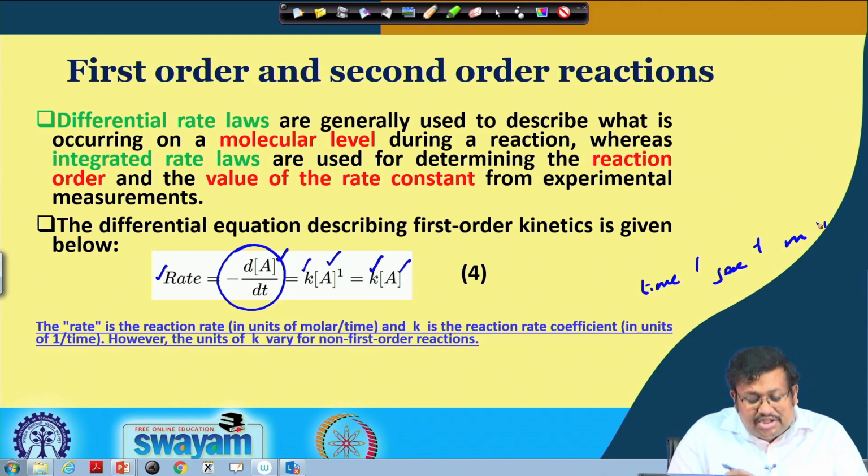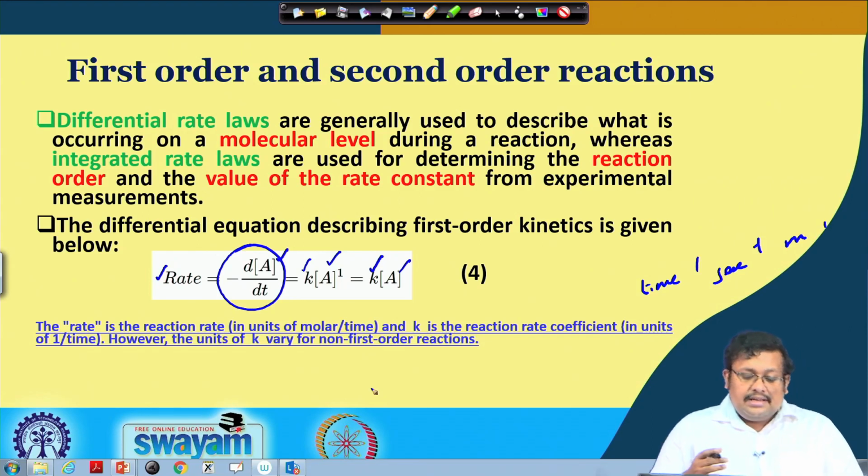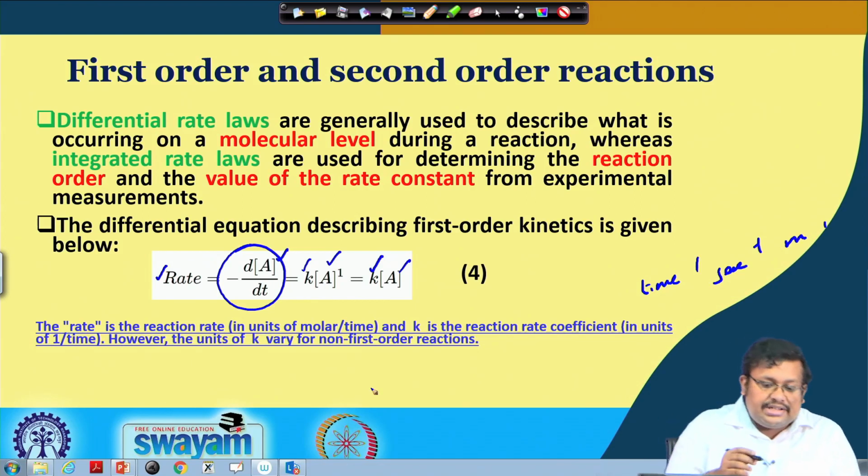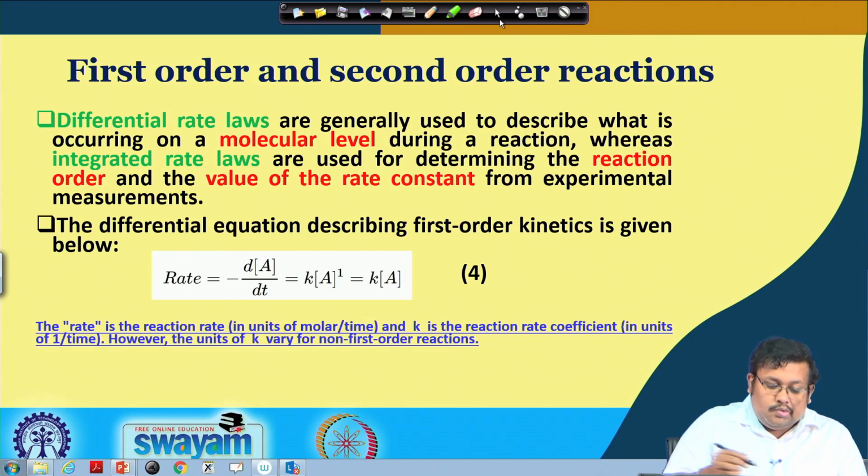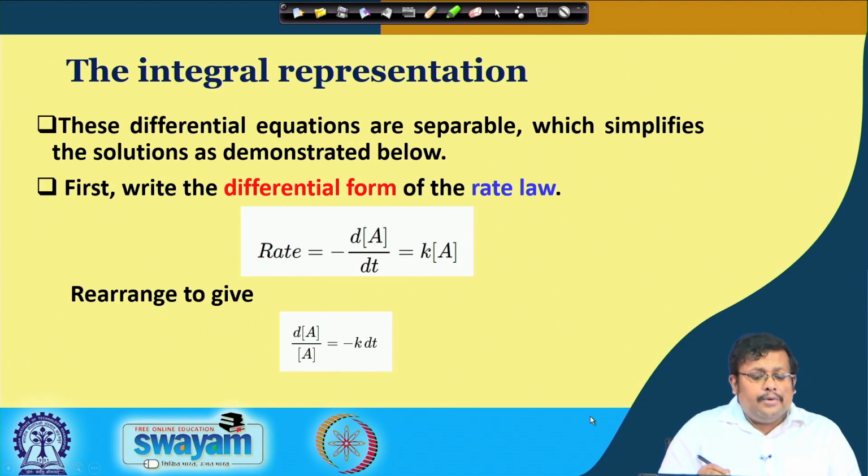However, the units of k vary for non first order reactions. We will see that while we discuss the zero order as well as second order reactions. So, this is the differential equation describing the first order reaction, where the rate of decay of A is proportional to its concentration, and the constant is known as the reaction rate coefficient. These differential equations are separable, which simplifies the solution as demonstrated below.